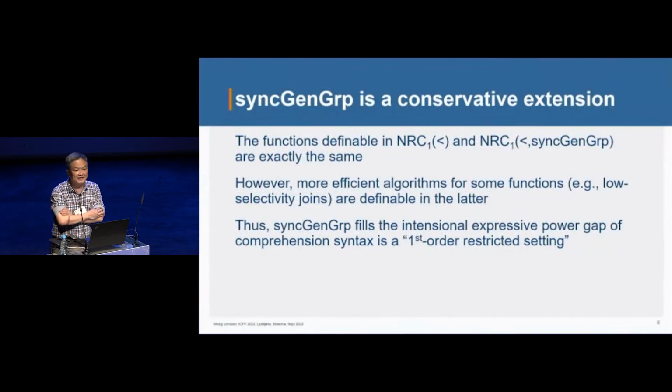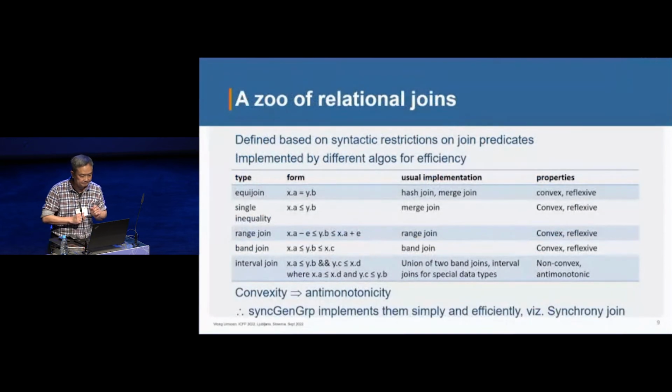By the way, it is a conservative extension in the sense that you cannot use it to define functions that you could not already define using simple comprehension syntax. Okay, so it does not add any function. It just adds algorithmic power. It just allows you to express more algorithms. So in this sense, it fills that intentional gap.